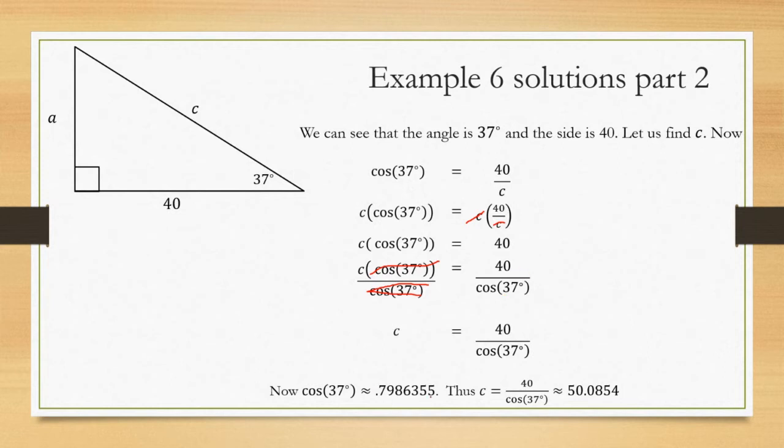And make sure you get these values in your calculator. Cosine of 37 degrees turns out to be approximately 0.798, that stuff. On an exam, I'll tell you how many decimal places to round to. And therefore, you get C is approximately 50.0854, excuse me. So that's what we get here. All right. Good. Are there any questions on this?